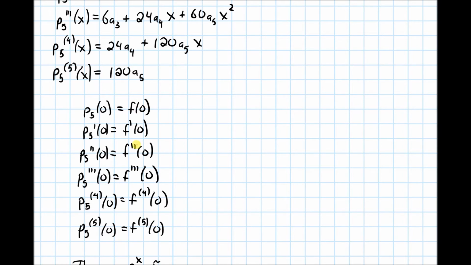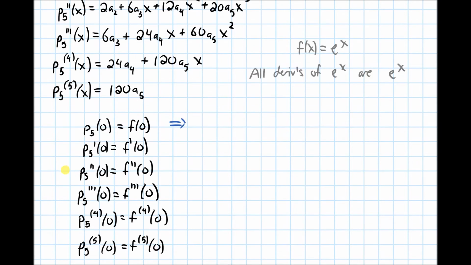Okay, so on the right-hand side, I'm going to need to evaluate all the derivatives of f of x. So remember, f of x was e to the x, and it's really easy to take derivatives of this. All the derivatives of e to the x are just itself. So that's kind of nice. We don't have to do work to actually take the derivative of this. So now let's start to plug 0 in to all of these.